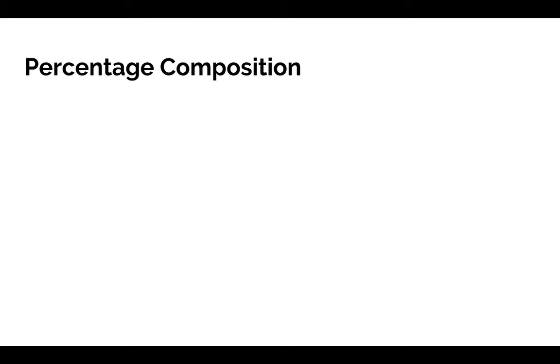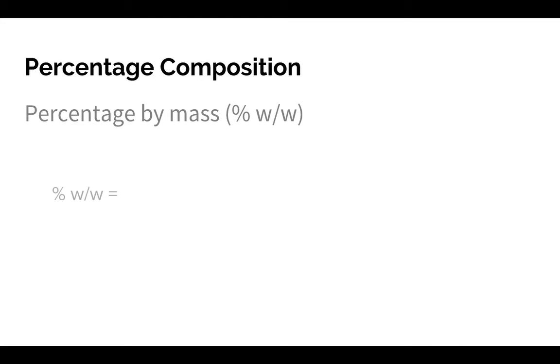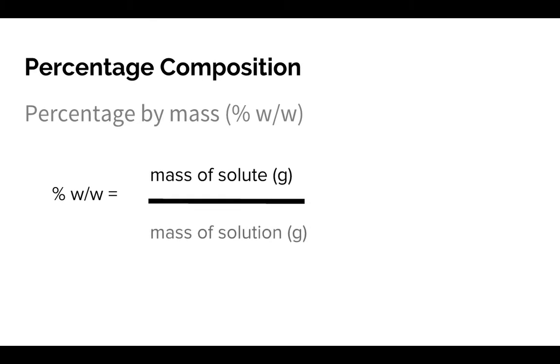The first one we'll be looking at is percentage composition. You can calculate percentage composition in a number of ways. The first is by mass. That is represented by a percentage W on W, which means weight over weight. This is not really named correctly, as we are calculating the mass of the substance versus its weight. So the percentage W on W is calculated using the mass of the solute in grams, divided by the mass of the total solution, also in grams, and multiplying that by 100 to get the percentage.